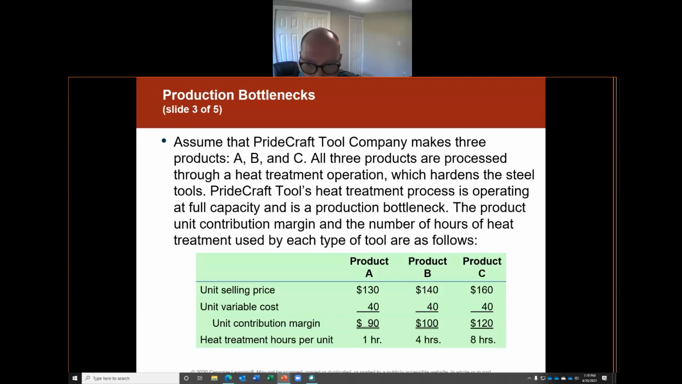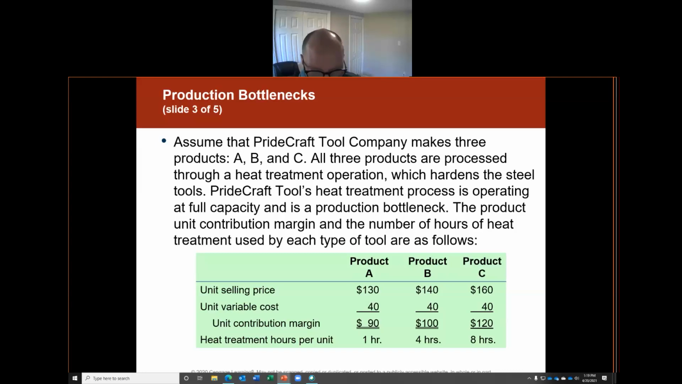So here is a company that makes 3 different types of products: product A, B, and C. There's a production bottleneck that happened. What happened is that the company hit capacity, and the demand was higher than the capacity. And when we hit capacity, there's more time being used.